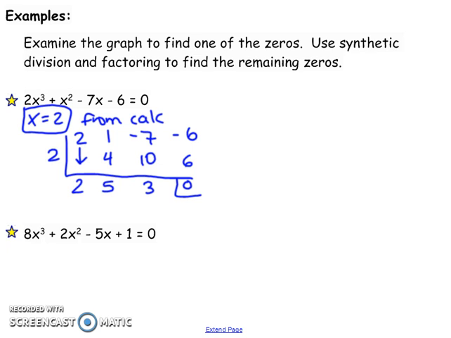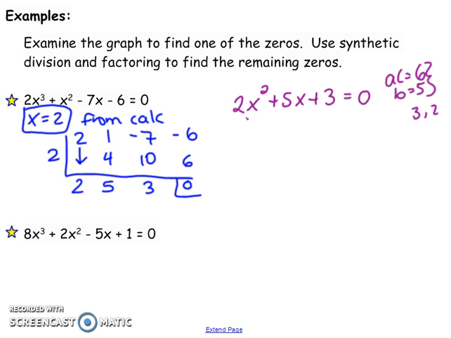So now, if I rewrite this, I drop a degree, so 2x squared plus 5x plus 3 equals 0. Now I can factor this. a times c is going to be 6, b is going to be 5. So the two numbers I can use here would be 3 and 2. So I can factor 2x squared plus 2x plus 3x plus 3. I just rewrote that 5x using the 3 and the 2.